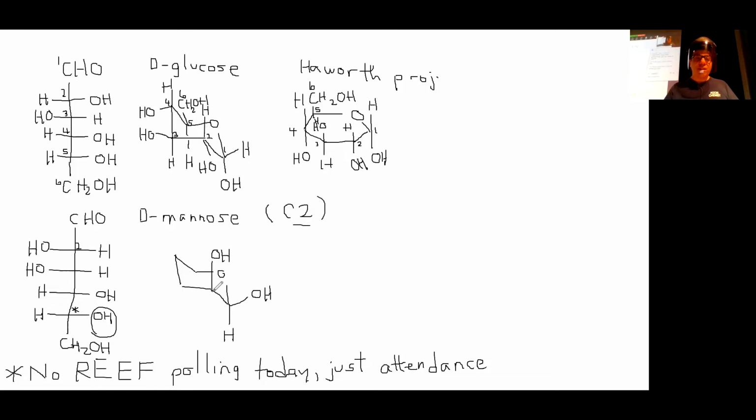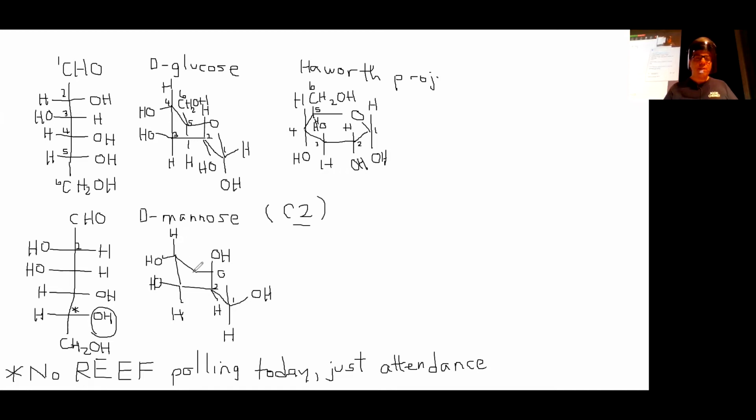Maybe I'll just draw the chair form. Maybe this time I feel like drawing beta. So that's carbon 1. Over here is carbon 2. So this is where it's going to differ from glucose. Now my OH will be axial and my hydrogen equatorial. Other than that, everything else will be the same because that's carbon 2 over there. This is carbon 1. So OH down over here.